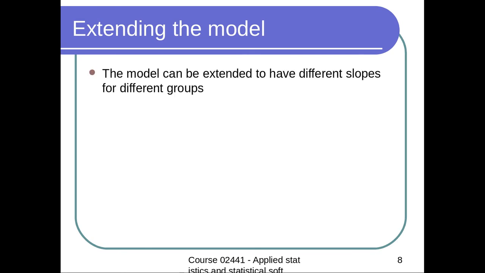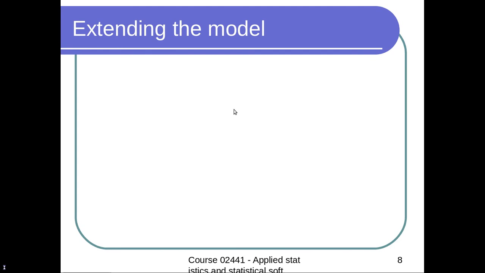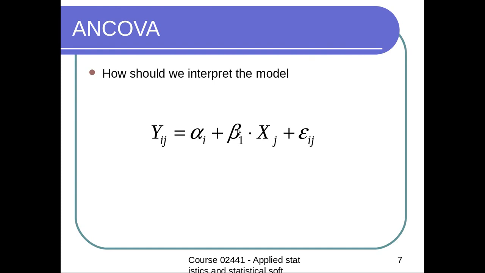Well, basically what we can do is extend this by having different slopes for different groups. If we go back once, that will basically mean that the beta value here should not be 1, but it should index i as well, so that we have alpha_i plus beta_i times x_j. So for each observation, depending on which group it belongs to, we'll have different slopes.